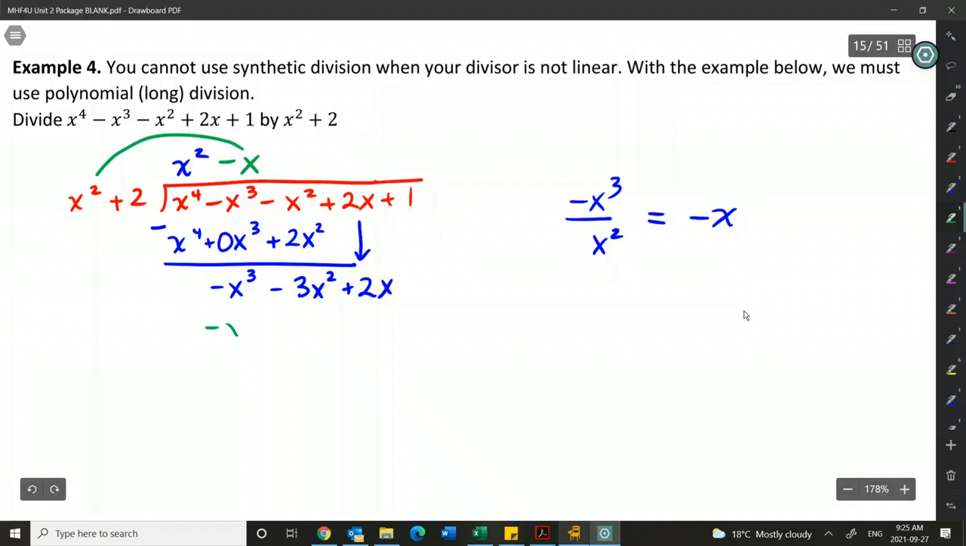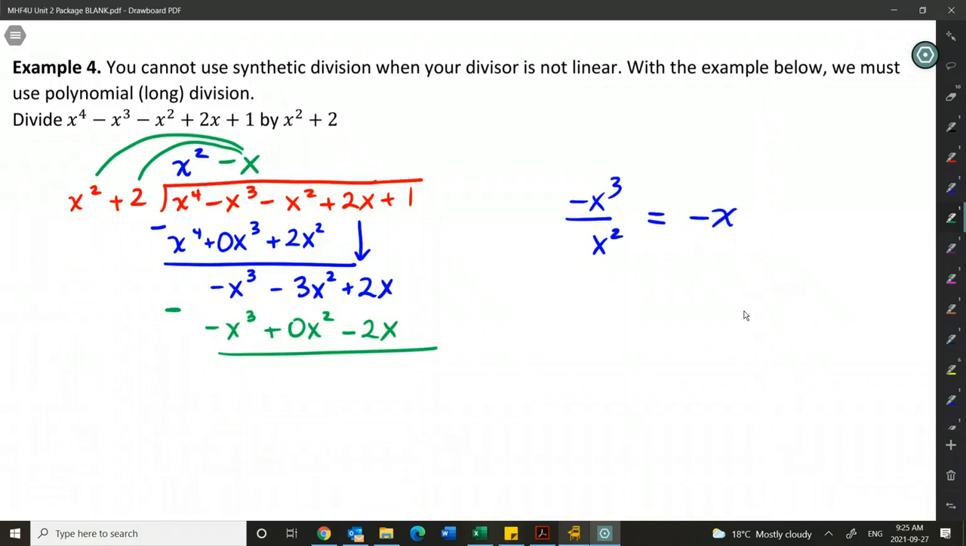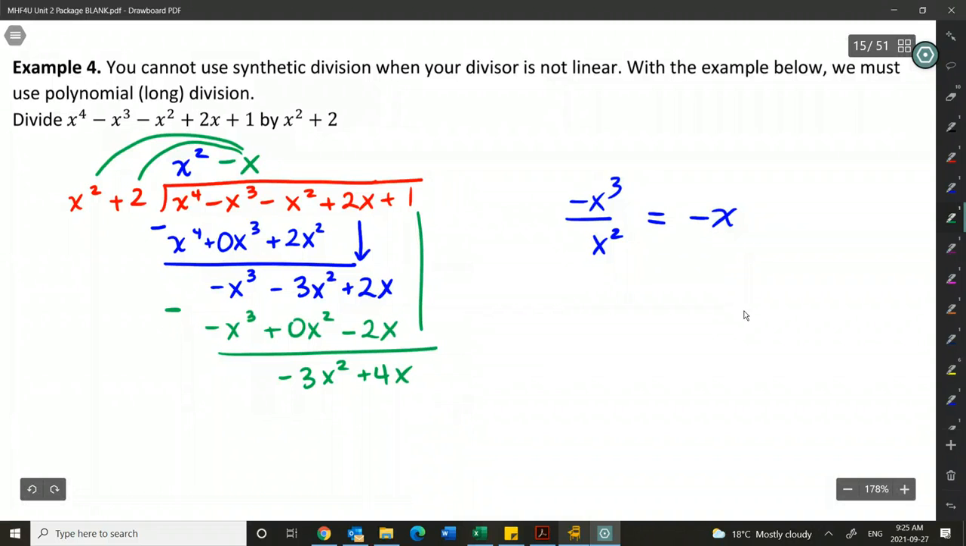So I get negative x cubed here. Negative x times positive 2, that's negative 2x. I need a placeholder here now. So plus 0x squared, and we will subtract. So x cubes cancel. Negative 3x squared minus 0, it's just still negative 3x squared. And 2x minus negative 2x. Minus a negative, that's like plus, right? So plus 4x, drop your last term. Plus 1.